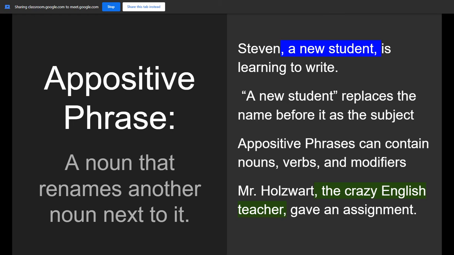Now, when you write out an appositive phrase, it is a subject, but like our normal subjects in our sentences, it could have nouns and verbs and modifiers and prepositional phrases and participle phrases, all that kind of stuff. So we could put all kinds of good stuff in there. The other example we're taking a look at, Mr. Holsworth, the crazy English teacher, gave an assignment. So anytime you want to give more description, you could just go through and put a more descriptive subject next to a noun.